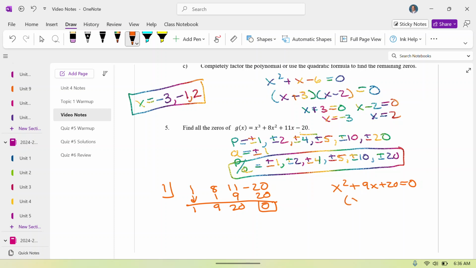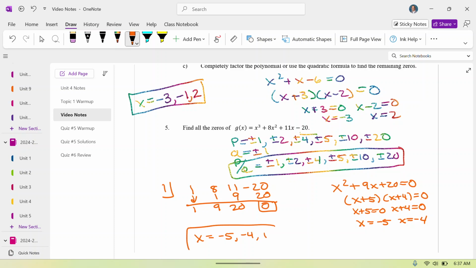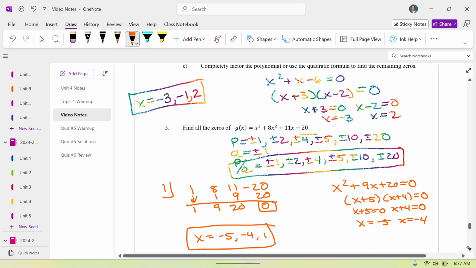So notice when we factor, we get x plus 5 and x plus 4. So when we set these equal to 0, we get x equals negative 5, x equals negative 4. So our list is negative 5, negative 4, and 1. Those are the three numbers that work.